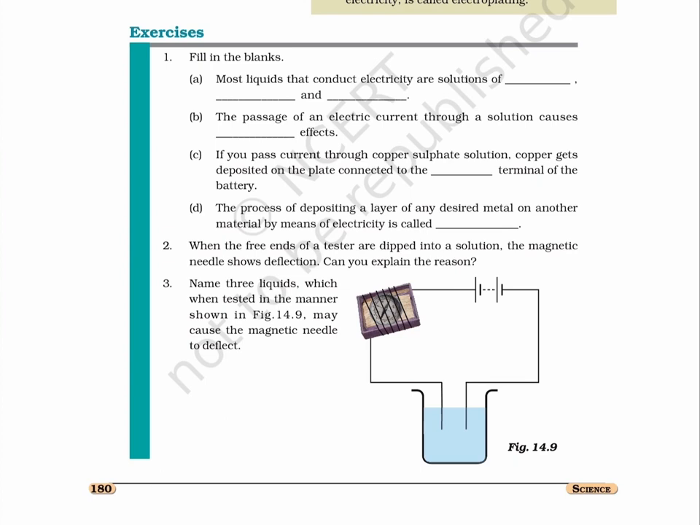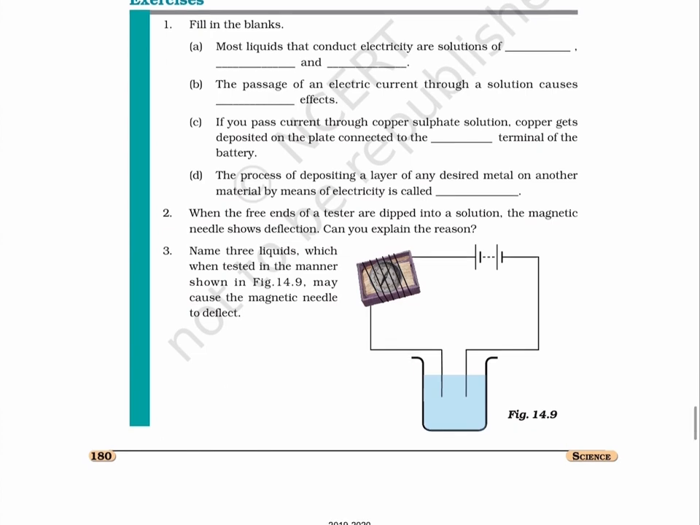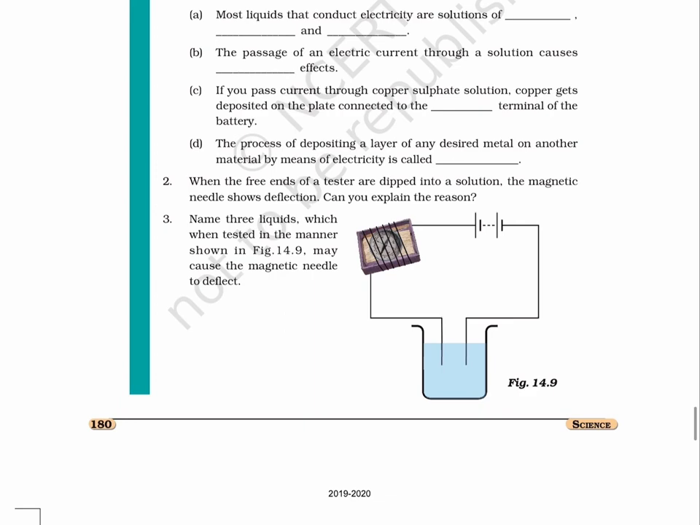The passage of an electric current through a solution causes blank effects. C. If you pass current through copper sulfate solution, copper gets deposited on the plate connected to the blank terminal of the battery. D. The process of depositing a layer of any desired metal on another material by means of electricity is called blank.